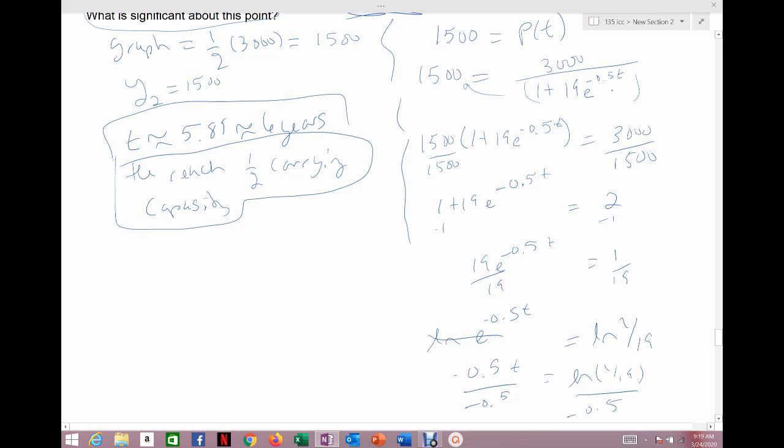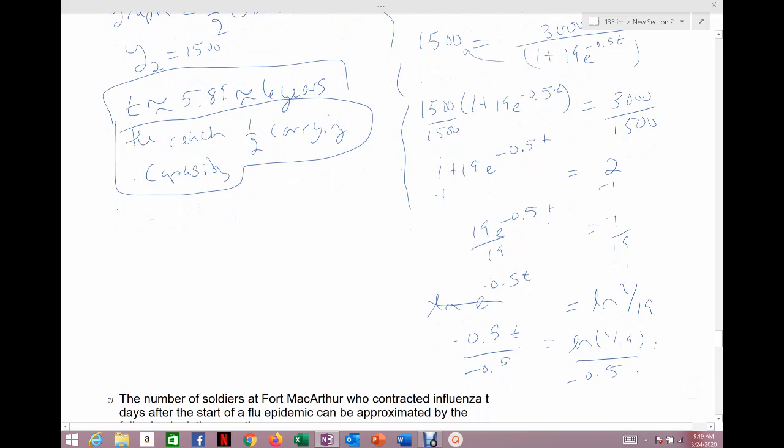I wrote it right at the first part of them. All right, it should be 0.5. So again, where it really matters is to make sure you get it right here. This is what I'm going to plug in: my natural log of 1 over 19 divided by 0.5, which should give you this t value. It should come out 5.89, which is about 6 years.